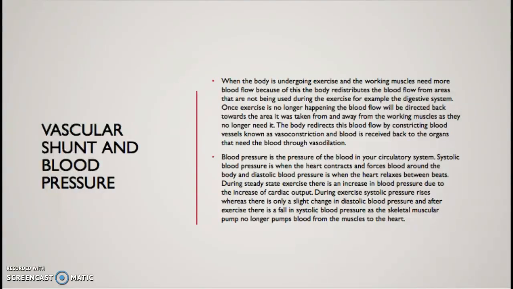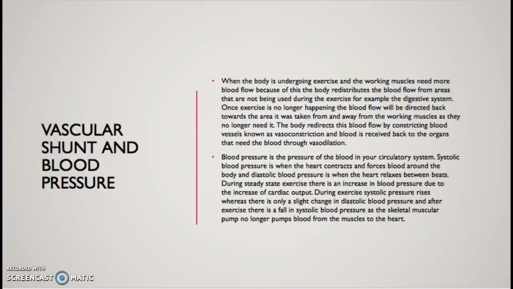Vascular shunt and blood pressure. When the body is undergoing exercise and the working muscles need more blood flow, the body redistributes the blood flow from areas that are not being used during the exercise, for example the digestive system. Once exercise is no longer happening, the blood flow will be directed back towards the area it was taken from and away from the working muscles, as they no longer need it as much. The body redirects this blood flow by constricting blood vessels, known as vasoconstriction, and blood is received back to the organs that need the blood through vasodilation.